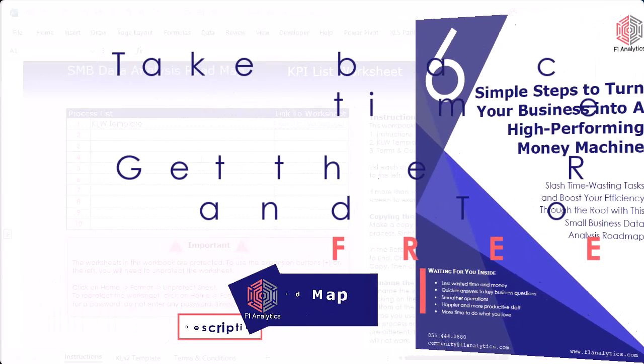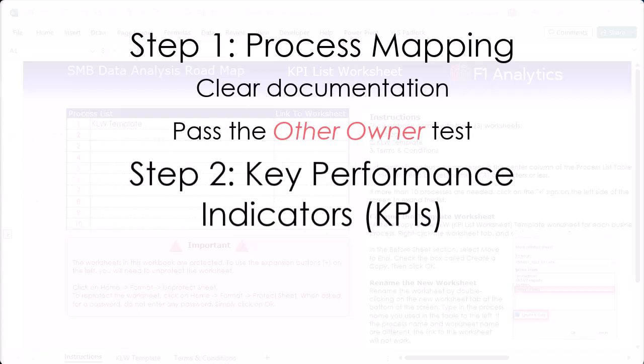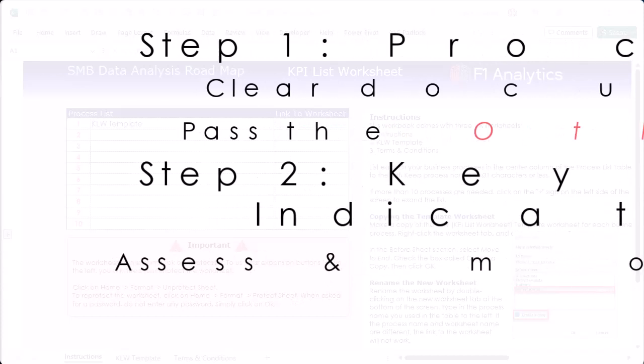In the last video, we explored the Process Map Worksheet as a tool to help you map out your business processes in clear details so that you have documentation that will help yourself and potentially others understand how your business works. In step 2, you want to develop a manageable list of key performance indicators, or KPIs, to assess and monitor your business processes when making improvements. Knowing what you're trying to improve and having a way to measure whether those improvements are working is critical to making improvements quickly and without a lot of waste.